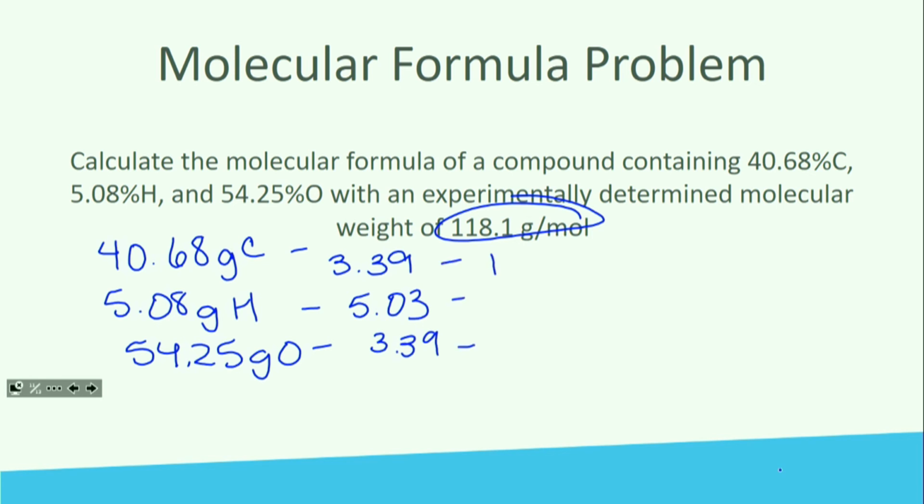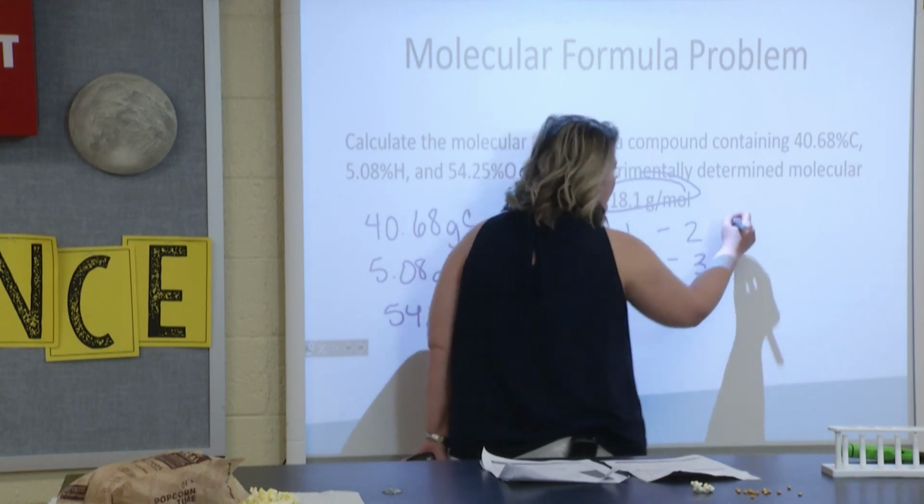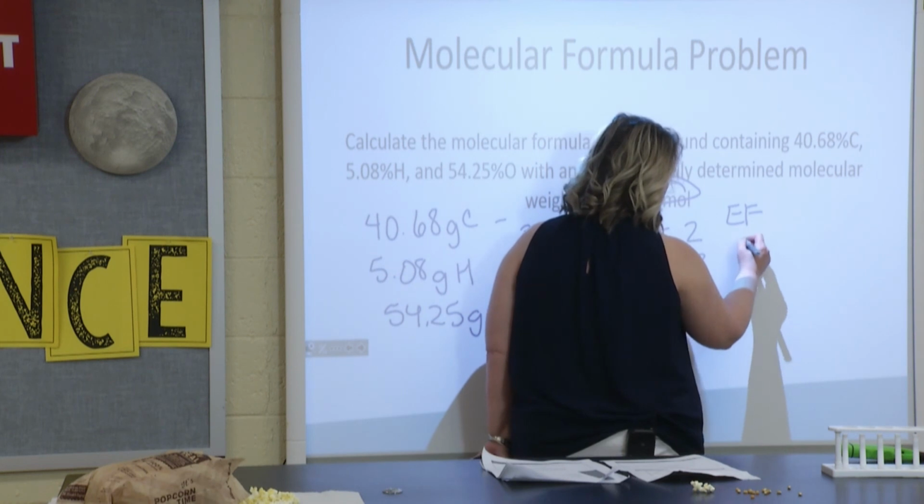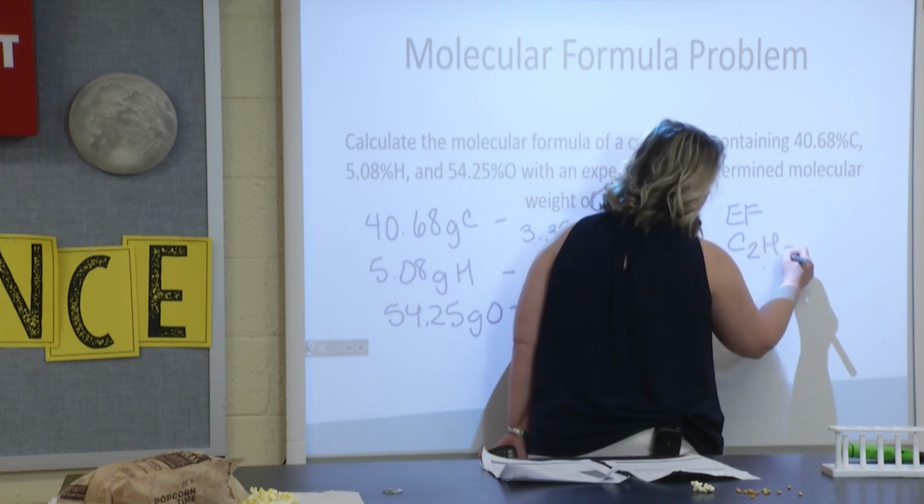I'm going to divide everything by the smallest, which is going to give me 1, 1.5, and 1. And we just found out you can't have half numbers, so we're going to multiply everything by 2. And we're going to get that our empirical formula is C2H3O2.